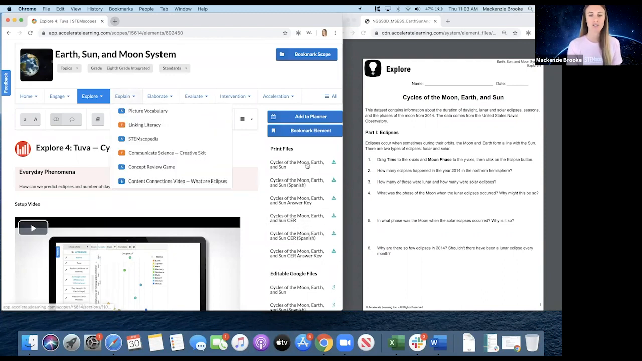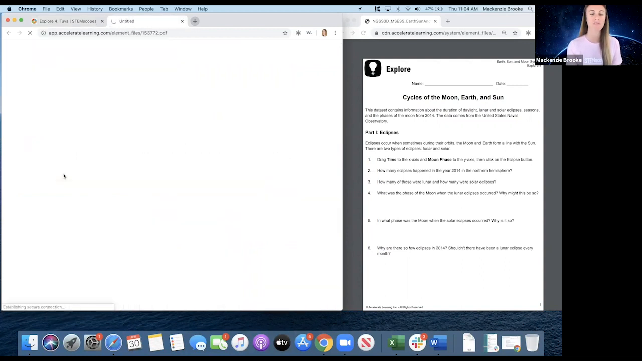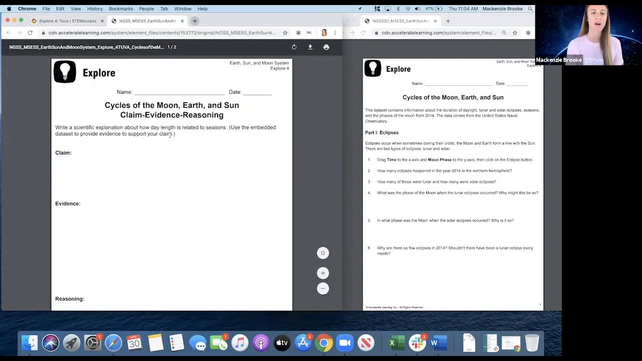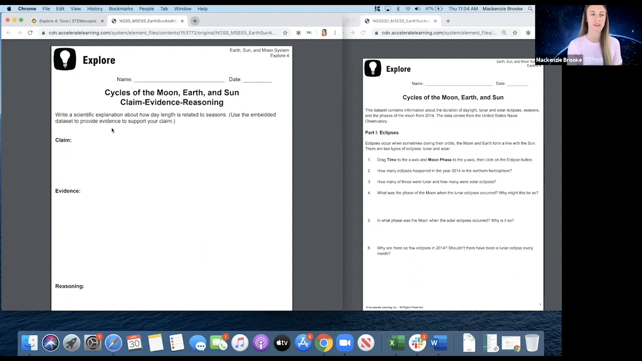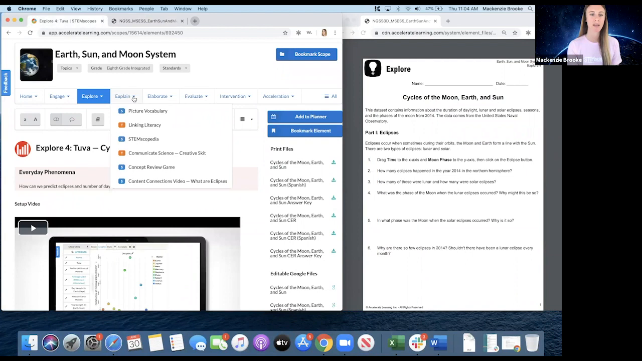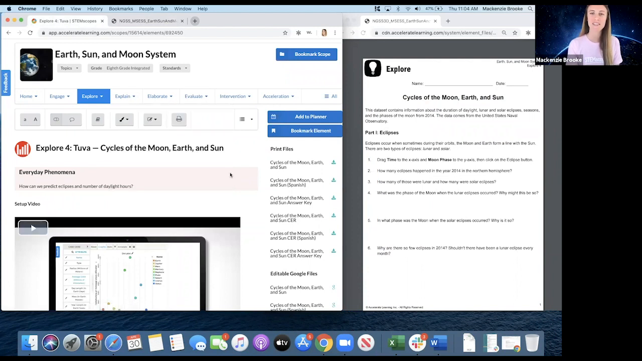Actually, let's open this up. If you open up the claim evidence reasoning, go ahead and write a scientific explanation about how day length is related to seasons. Use the embedded data set to provide evidence to support your claim. If you need a little help with your reasoning, I recommend looking in our Explain tab at the content connection videos, What Are Eclipses, which will provide you with a bit more information about the scientific reasoning behind the evidence you might have found within this data set.